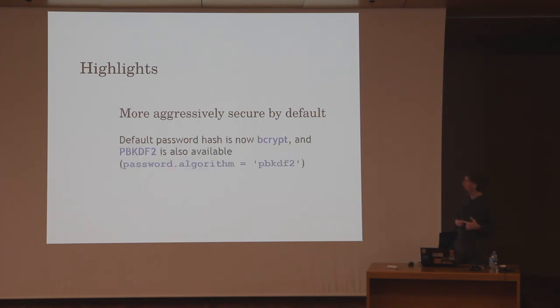So the default password hashing approach is now bcrypt, which is very strong and very good. And the biggest benefit of bcrypt is that it's slow. That's a good thing.